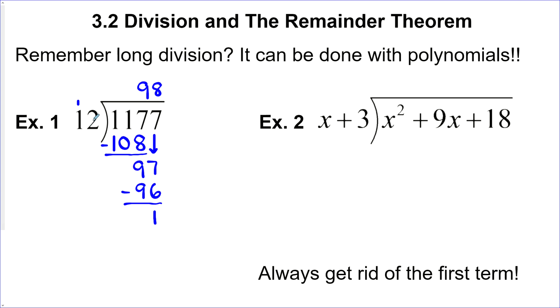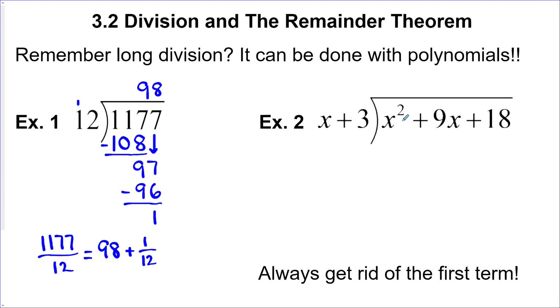Now, we can actually write down what we've done here. 1,177 divided by 12 equals 98 and the remainder over the divisor. So 98 and 1/12. So there was just a remainder of 1 that didn't divide evenly here. We're going to do the same thing with polynomials here.